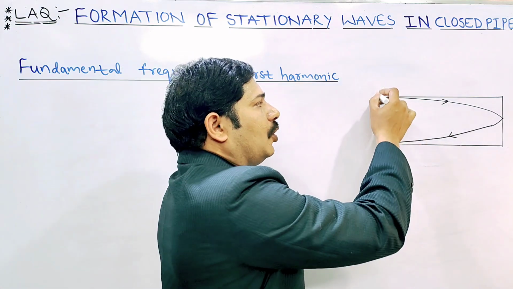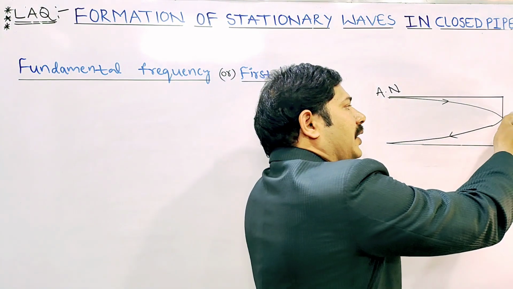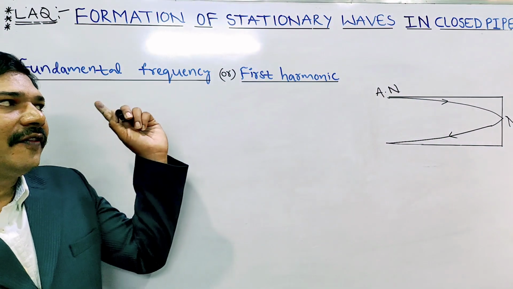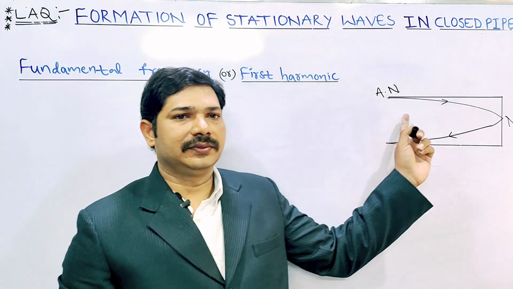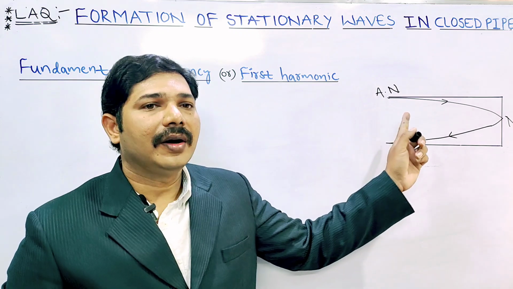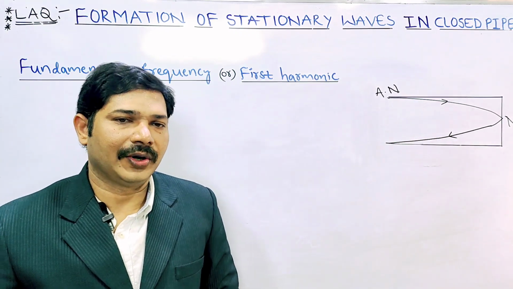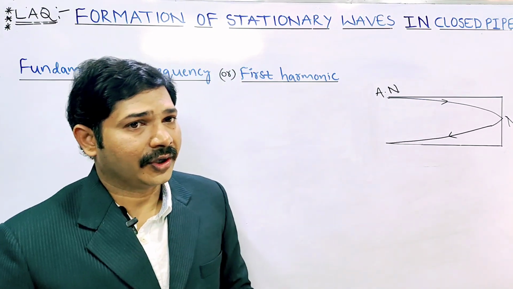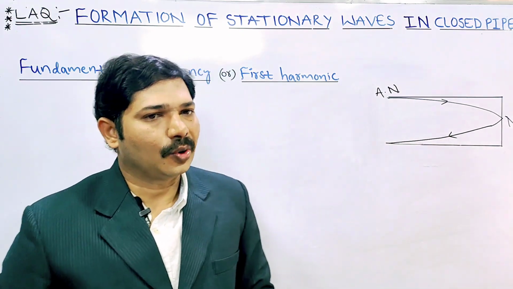Here we know that at the open side always an antinode will form and at the closed side a node will form. In fundamental frequency or first harmonic, the minimum possible is one node and one antinode. In these harmonics and overtones, the same number of nodes and antinodes will form in a closed pipe.